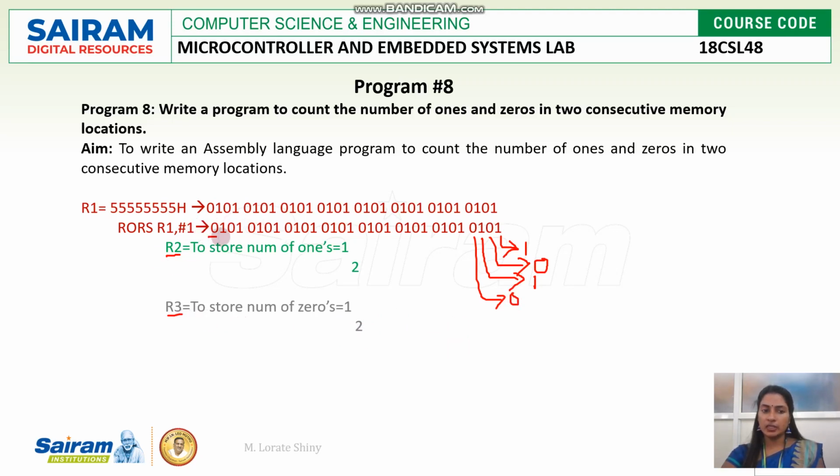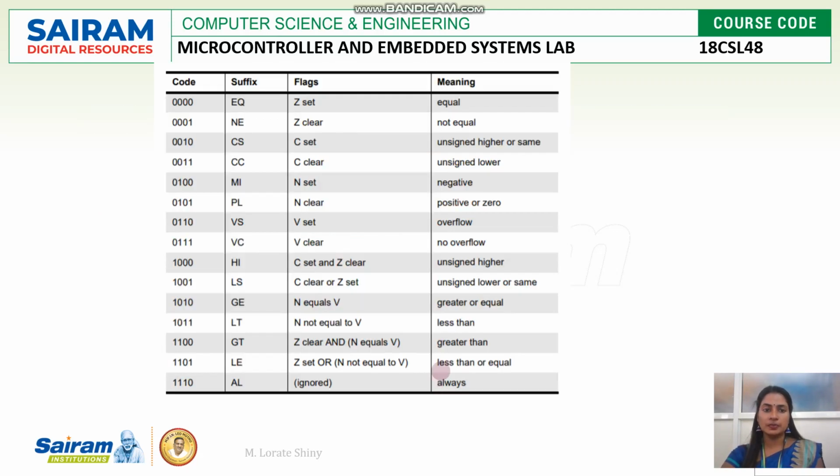So at the end of 32 bits, the content of R2 will be 16 in decimal and 10 in hexadecimal. The R3 content will also be the same, 16 in decimal and 10 in hexadecimal. So now we'll write the program for this concept.